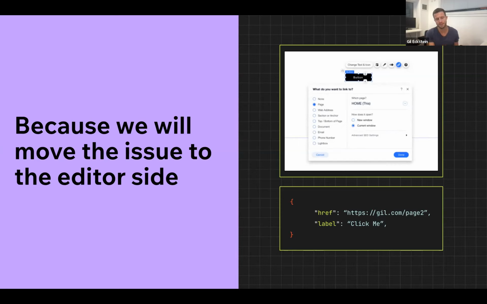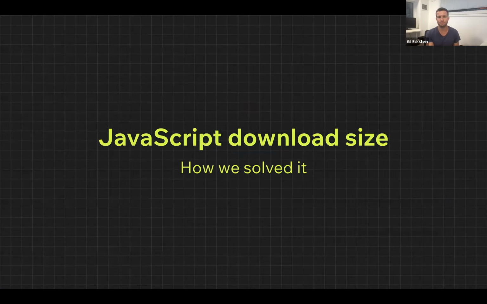So we want to have the saved data the way we saved it earlier to display this panel, but then we also want to calculate it in order to display the HTML, but we don't want to calculate it in the browser. So how do we solve this problem?